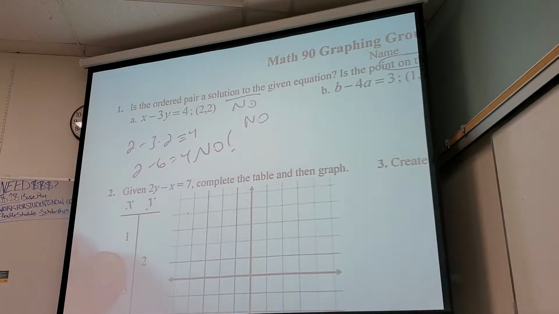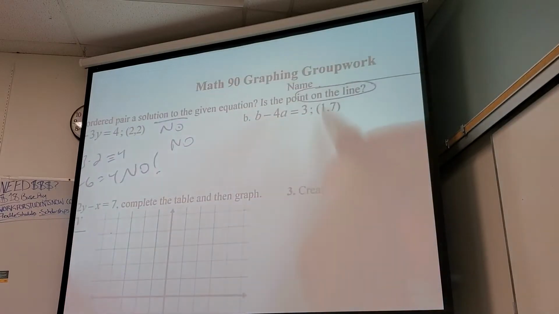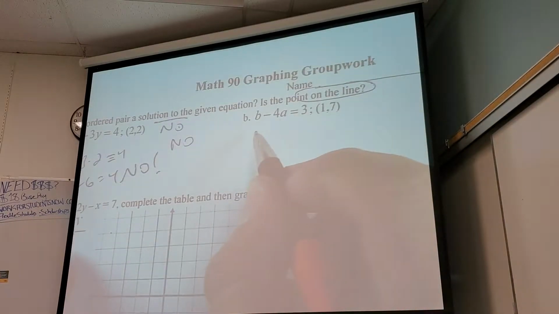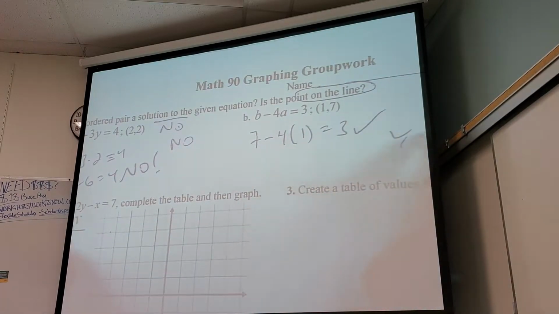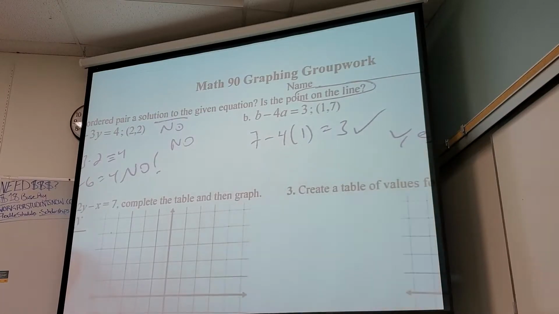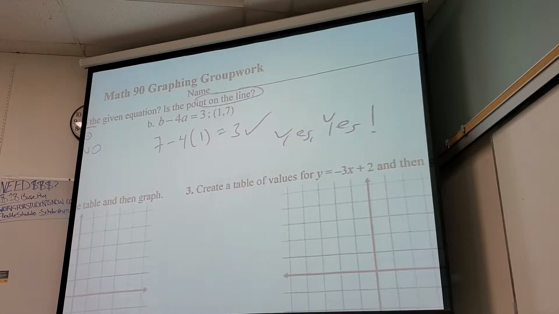So to be on the line, it has to solve the equation. No. So this guy, what do I put in for B? 7. And A is 1. And that's true. Yes. Do we have to write no, or we just put no? You better answer the question. Yes. Now, to be honest, the answers to both would be the same.